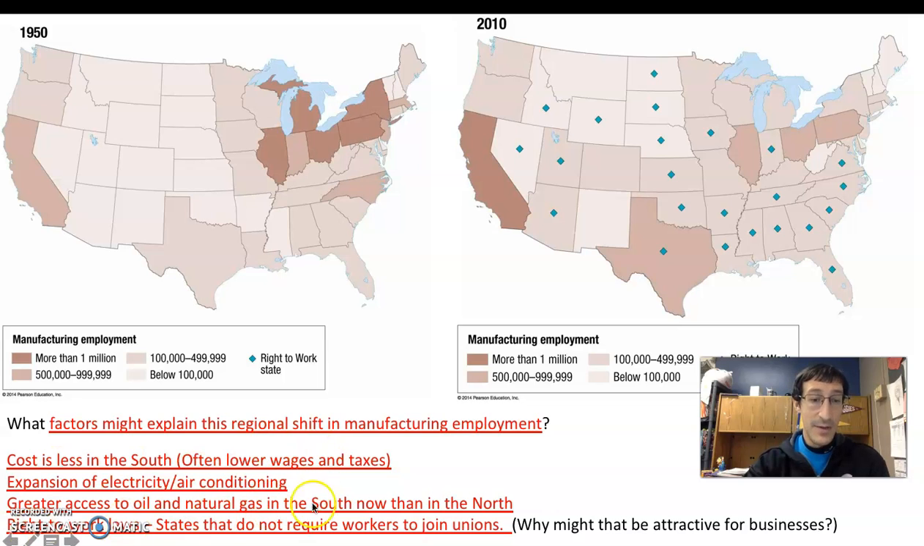So you also have greater access to oil and natural gas in the South now than you did in the North. So the union piece comes in. Also, we have the expansion of electricity and air conditioning, obviously, to make it a little bit more bearable. But then you also have what we call right-to-work states. So these are states that do not require workers to join unions.